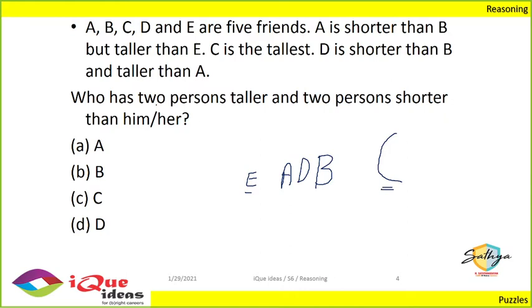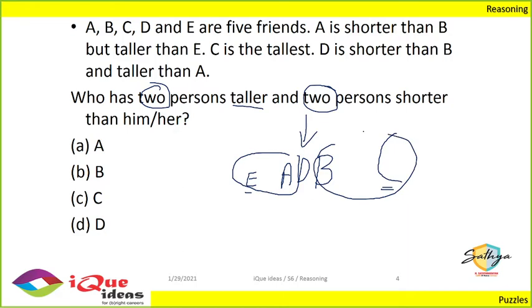Now the question is worded very interestingly. Who has 2 persons taller and 2 persons shorter than him or her? Essentially they are asking who is in the middle. So here D has E and A, 2 of them shorter, B and C, 2 of them taller. So option D, that is person D, is the person who has 2 persons taller and 2 persons shorter.